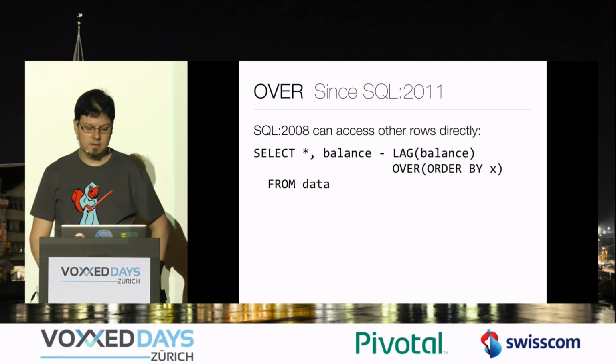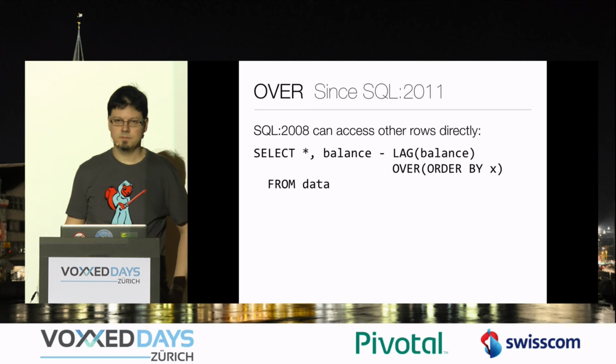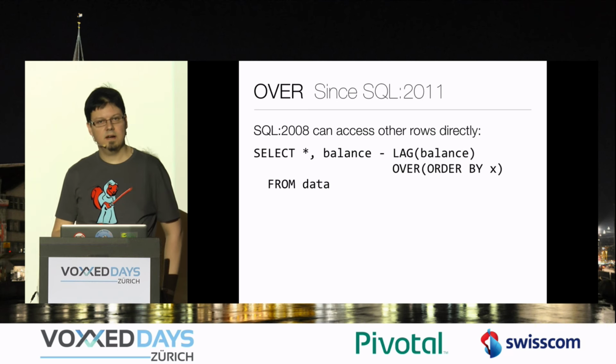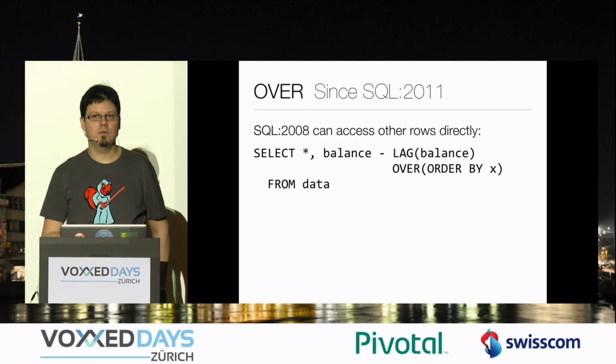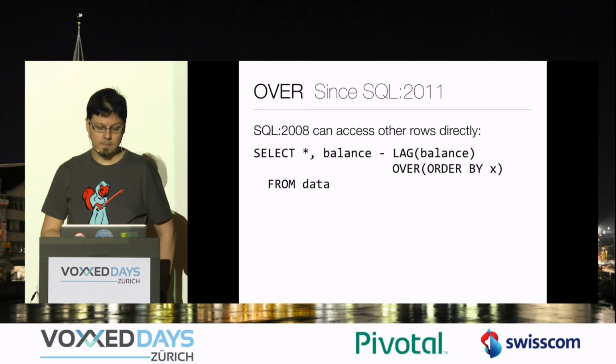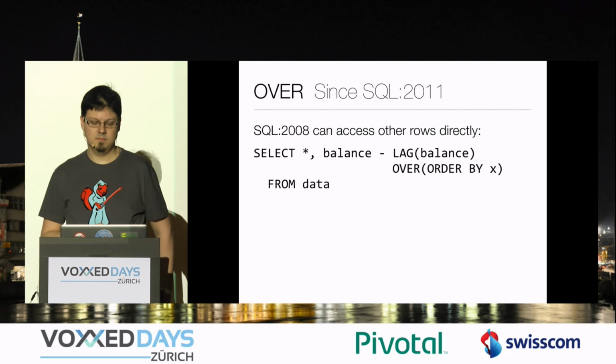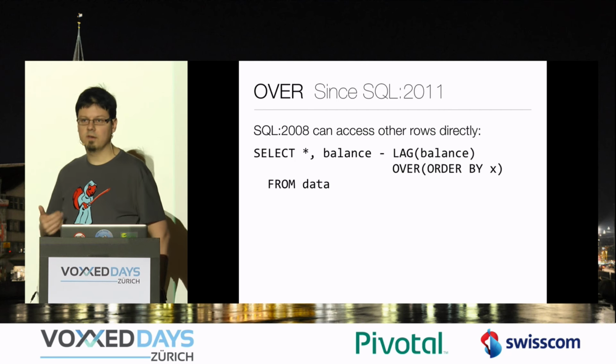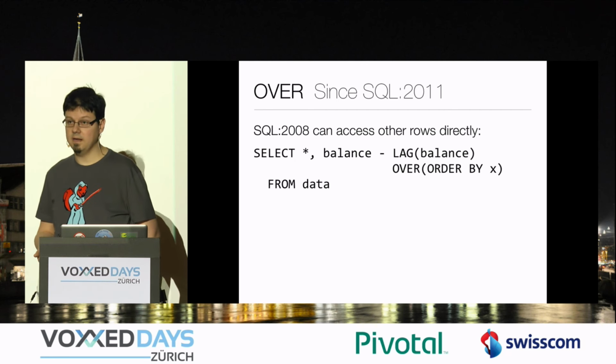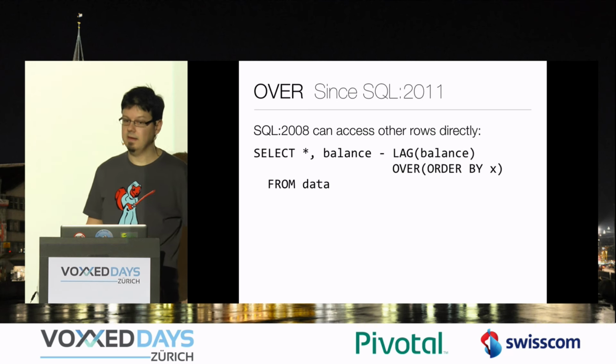With SQL 2011, the same query looks like this. So there's a new function called lag, which is also a window function. So it's postfixed by the over clause. And lag obviously says just the previous row. And in the over clause, you of course have to specify an order by clause. Otherwise, you cannot say previous and next and so on.